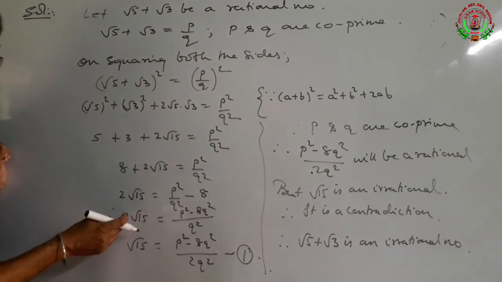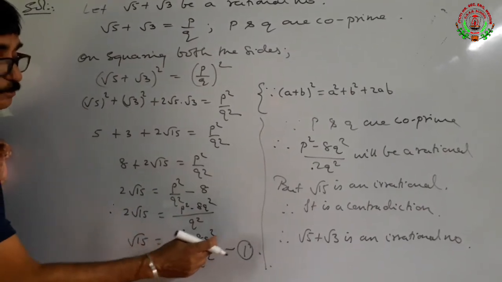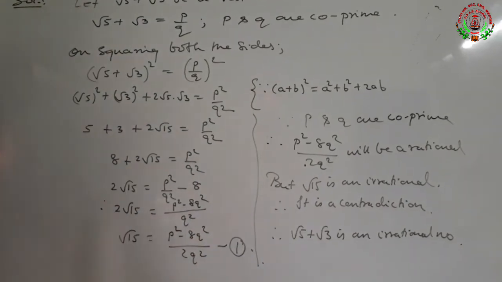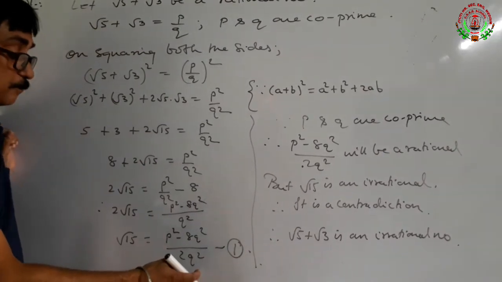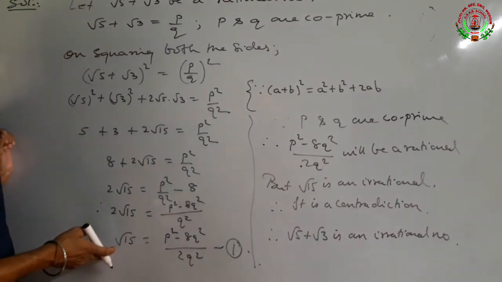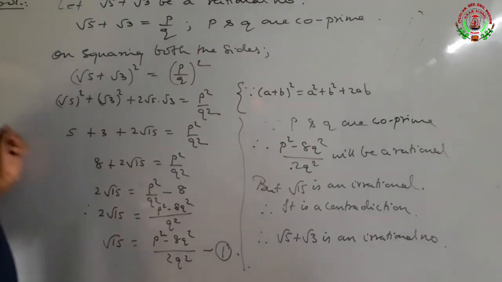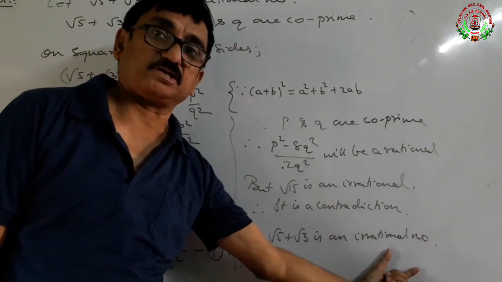This coefficient 2, we can bring it down: p square minus 8q square by 2q square. Now since p and q are co-prime, this RHS quantity will be a rational. But a rational quantity can never be equal to an irrational quantity root 15, which is a contradiction. Therefore root 5 plus root 3 is an irrational number.